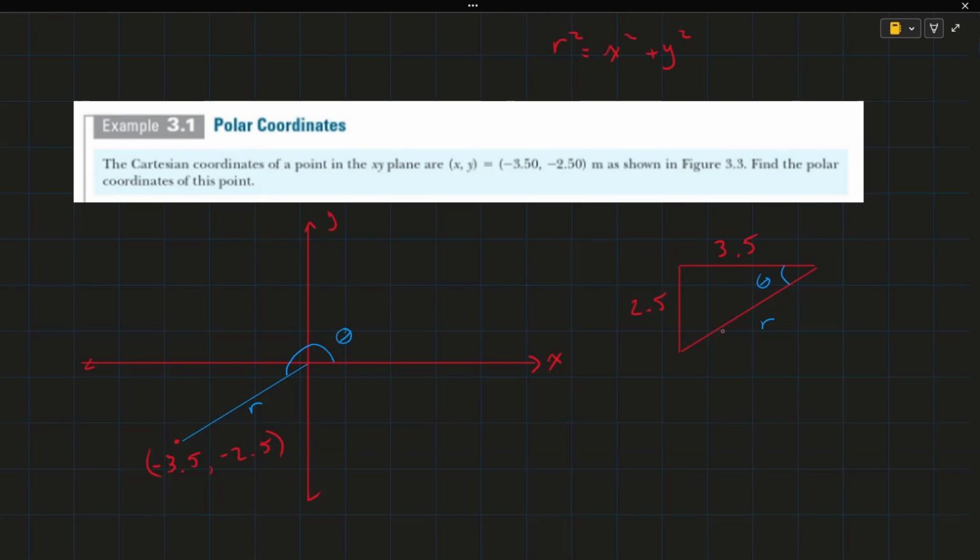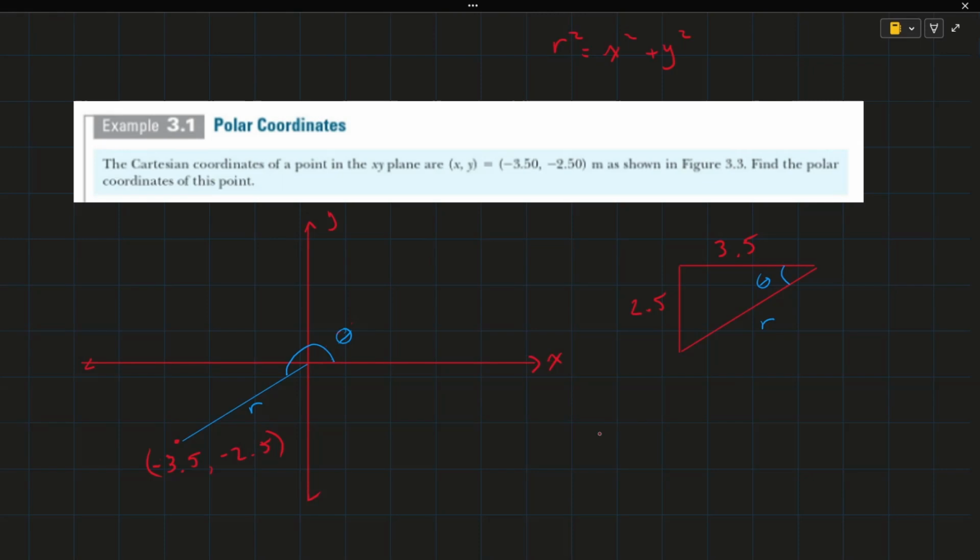Your r value is pretty much always going to be positive. A negative r value would mean it's in the opposite direction. So like this blue r value we have here, if it were negative, it would be going up like this. That would be the negative version of that. But we're not going to have to deal with that very often.